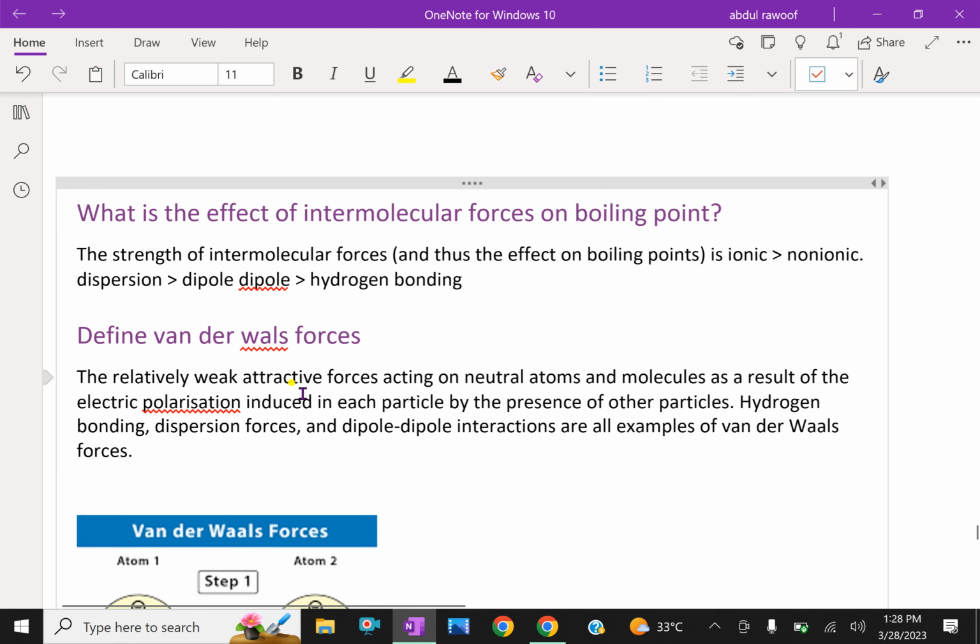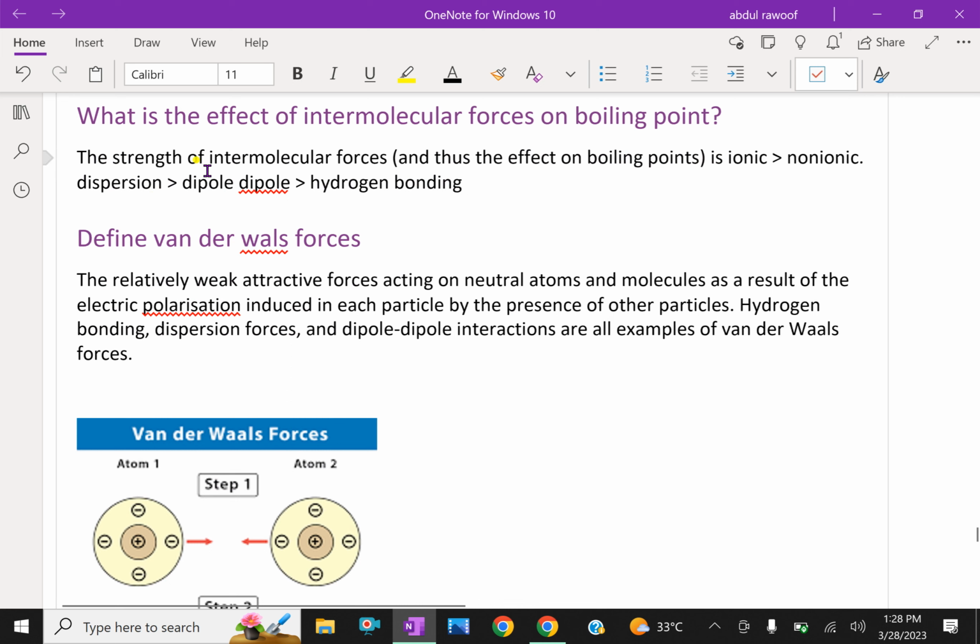Now let us do some example questions and answers. What is the effect of intermolecular forces on boiling point? The strength of intermolecular forces and the effect on boiling point: ionic is the greatest, next is non-ionic, next is dispersion, next dipole, then hydrogen bonding. The highest is ionic, second is non-ionic, dispersion is third, dipole is fourth, and hydrogen bonding is fifth.